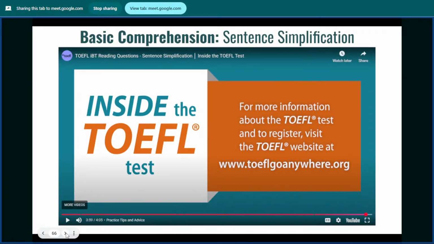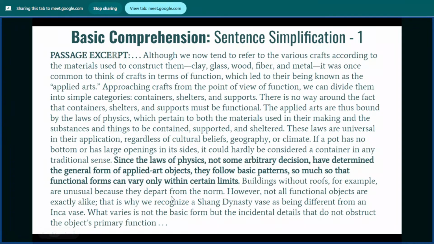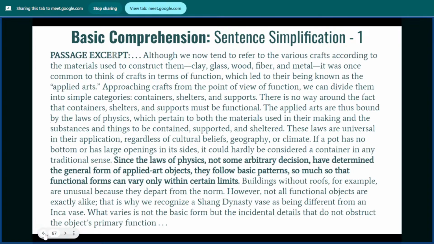Okay. Now let's try some practice questions. Here you have the passage, and then I will show you the options. Can we first read the question, please? Yeah, sure.